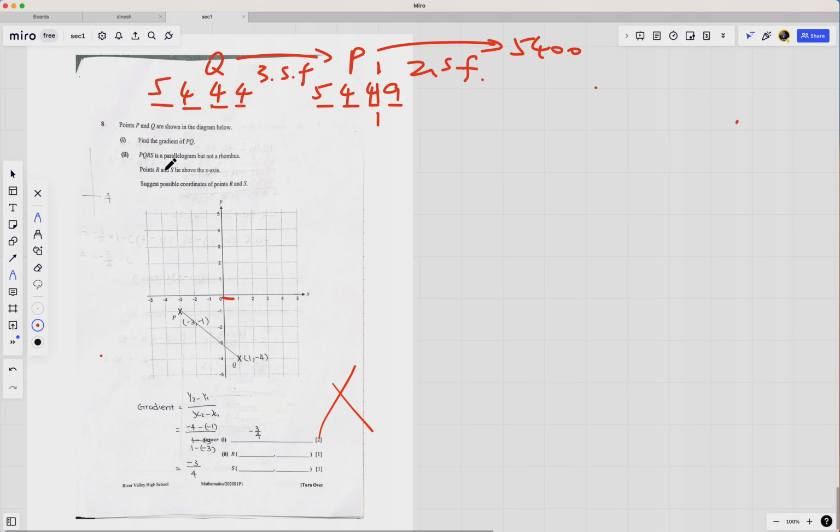So in order to have a parallelogram but not rhombus, you know what is a rhombus and what is a parallelogram? Parallelogram is both sides are parallel. Correct. Rhombus is all sides are equal. Then you don't have to have all sides equal. So how do you get this? It's very simple lah. R and S must be above the x-axis, so R and S must be here lah. Cannot be below.